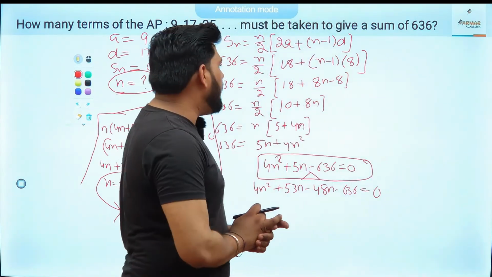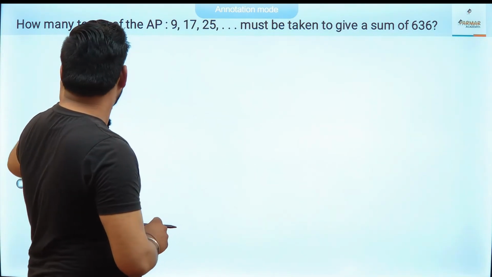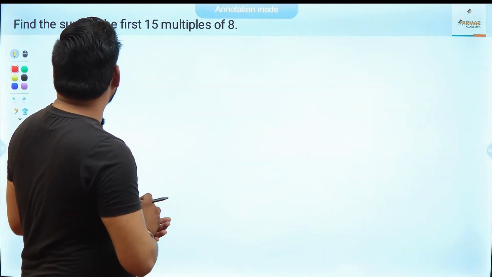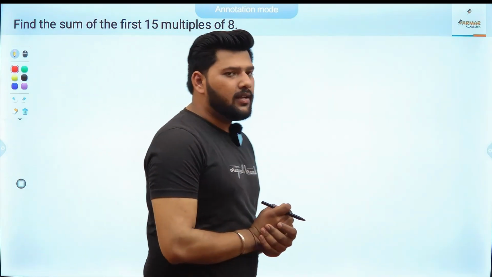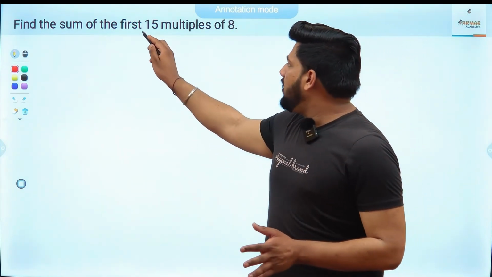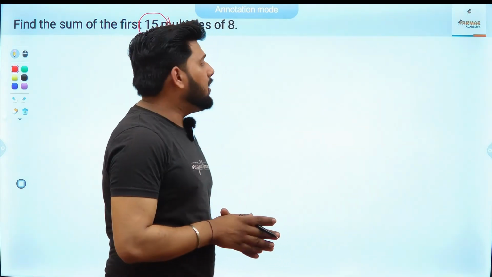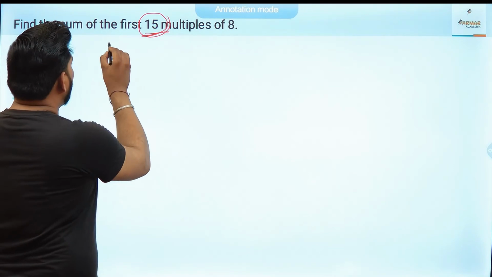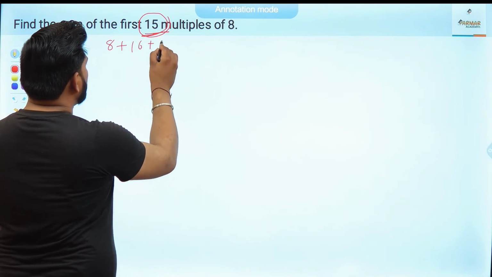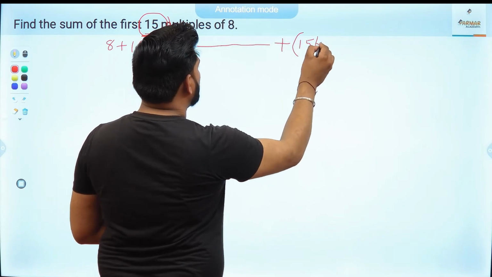So this is how we can find the number of terms to find the particular sum. The next one is: find the sum of first 15 multiples of 8. Now in this question we have to find the sum of first 15 multiples of 8. First 15 multiples means we have to use first 15 terms that are multiples of 8. Now simply, first multiple of 8 is clearly 8 itself, the second is 16, third is 24 and so on. We have to find up to 15 terms.